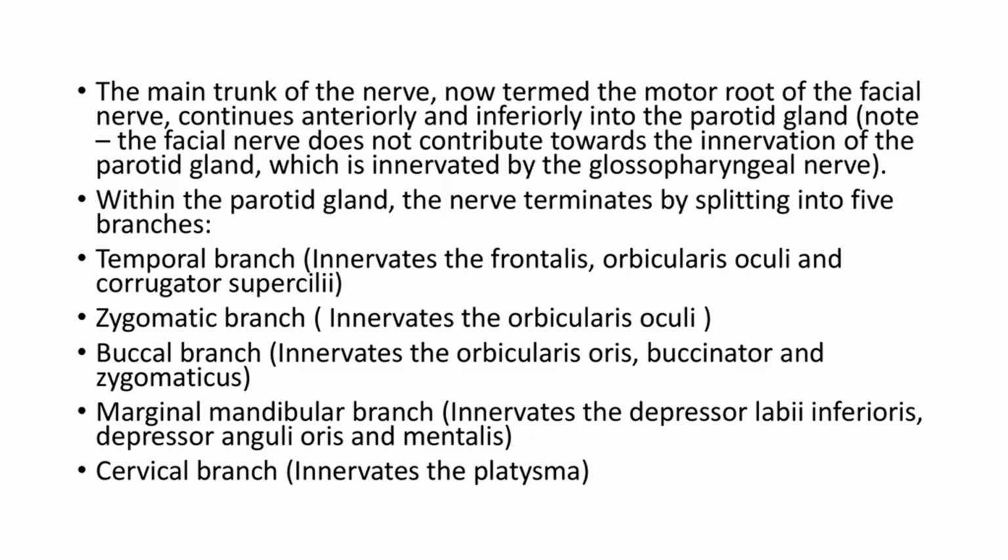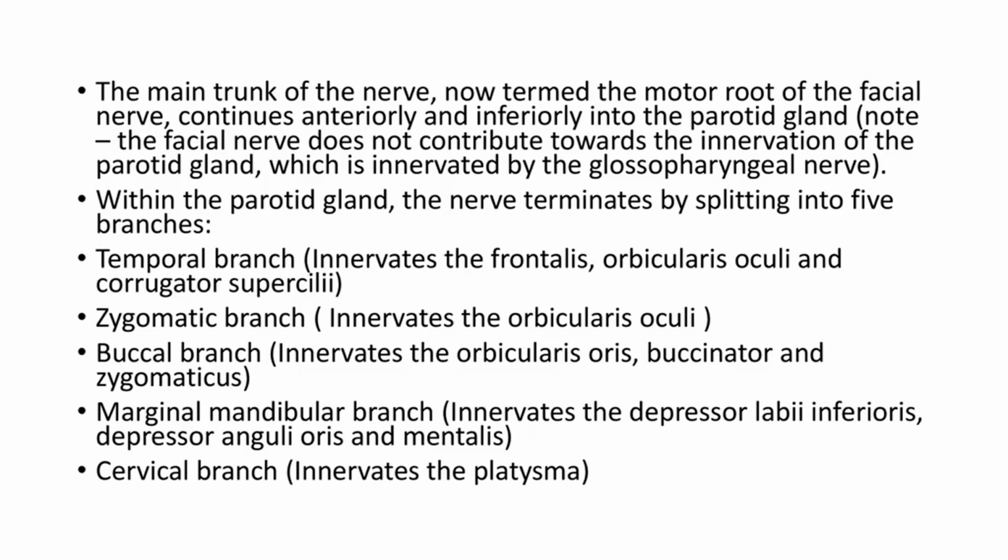the glossopharyngeal nerve. Now the glossopharyngeal nerve is the ninth cranial nerve. Within the parotid gland, the nerve terminates by splitting into 5 branches. The temporal branch, which innervates the frontalis, orbicularis oculi, and corrugator supercilii muscles. Zygomatic branch, which supplies the orbicularis oculi muscle.